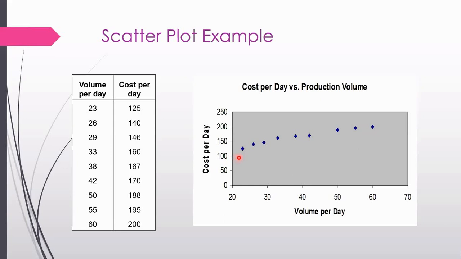Then we look at how they are moving: when the volume increases, how the cost is changing. So volume increasing, cost also increasing. There is a little increase there. So here also there is a positive relationship between the volume and the cost. That means both variables are moving in the same direction, right?